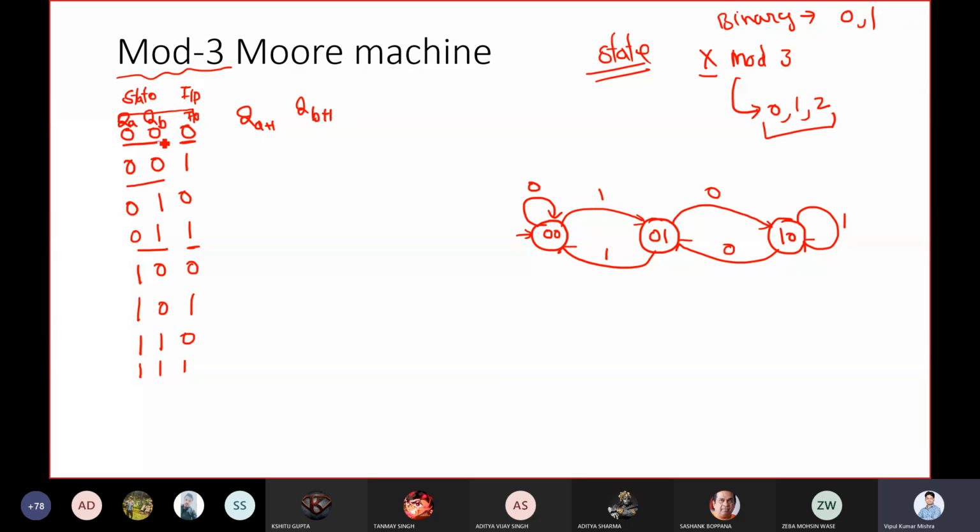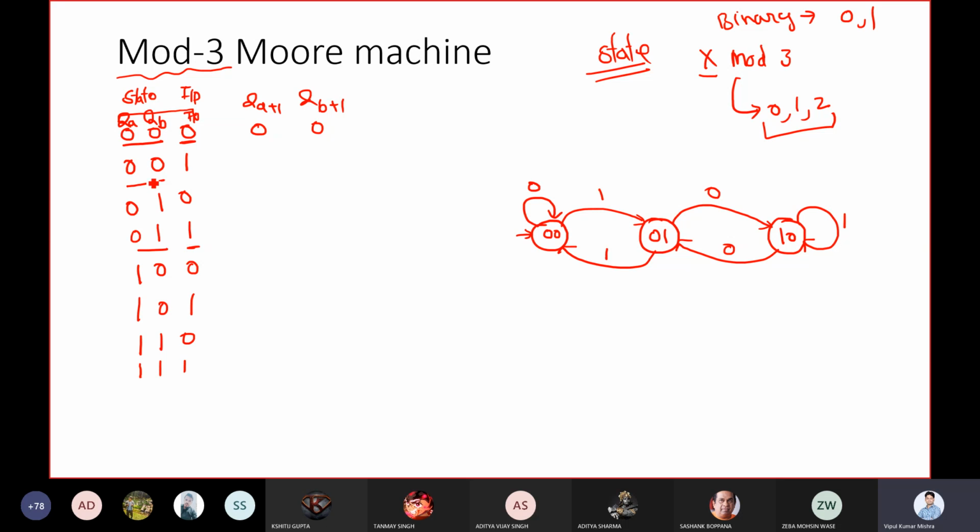Whenever you are in 0 0 state and you have input 0, where are you moving? You'll remain in the same state. So you can say QA plus 1 and QB plus 1 will be 0 0. Now when you are in 0 0 state and your input is 1. So this will be 0 0.